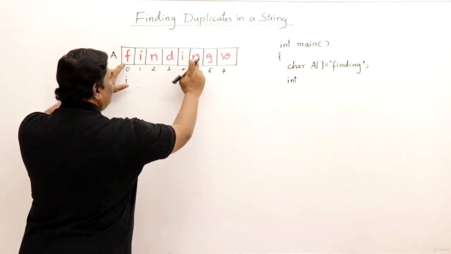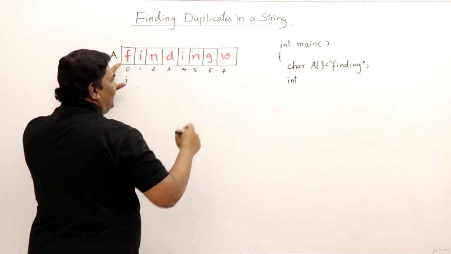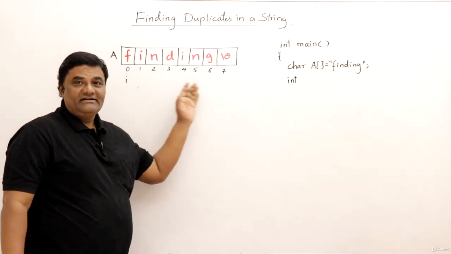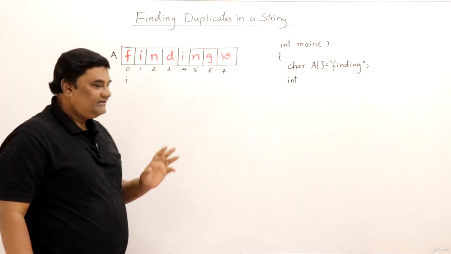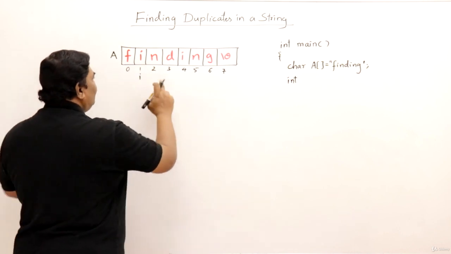Is it equal to this? No. Is this equal to this? No. Is it equal to this? No. We have reached the end. So we have scanned through the rest of the characters in the string. Then F is not found. Next we will move to the next character.